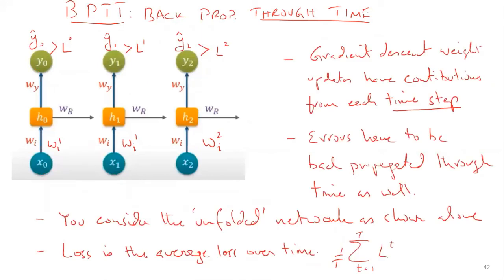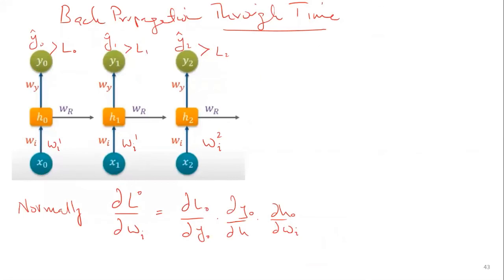Let me just show you what it looks like. So here's the loss equation. Normally you have a particular loss, and you're trying to find out how to update it. So you would say the loss at time 0 is equal to the output at time 0, the derivative of the output with respect to h, and the derivative of h with respect to wi. So this is only looking at this particular portion.